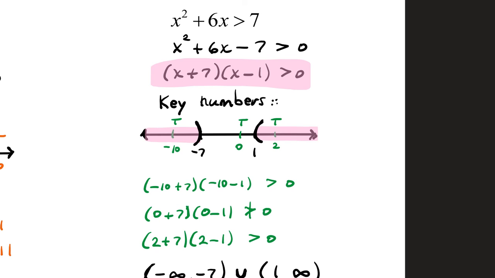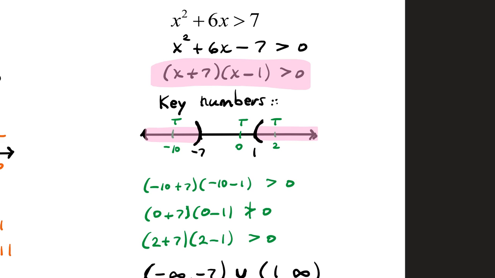Substituting in 0, 0 plus 7 times 0 minus 1. That's a negative 7, which is not greater than 0. The middle interval fails. The right interval, 2 is our test number. 2 plus 7 times 2 minus 1, that's 9 times 1, that is greater than 0, so this outside interval is also true.